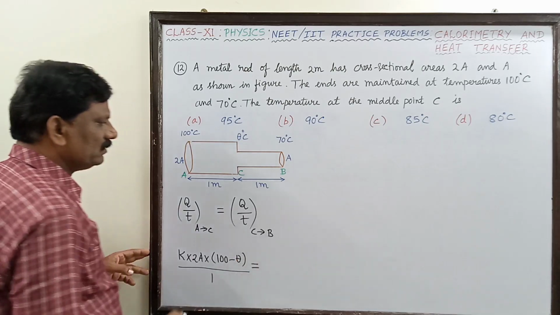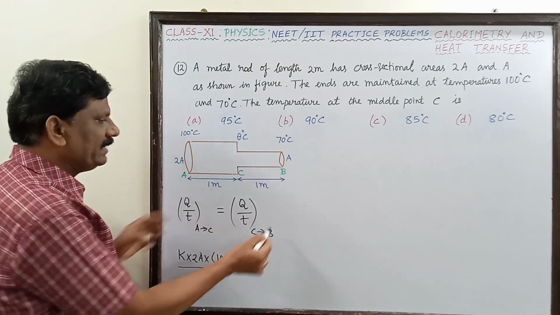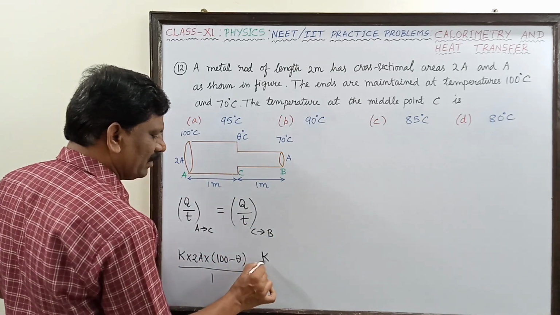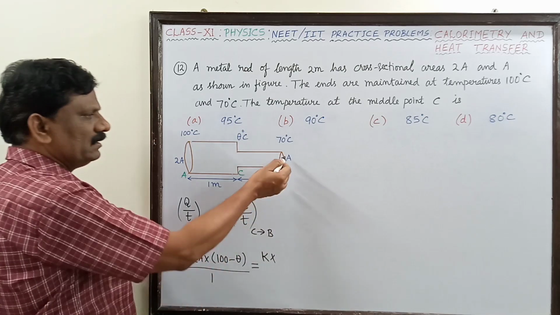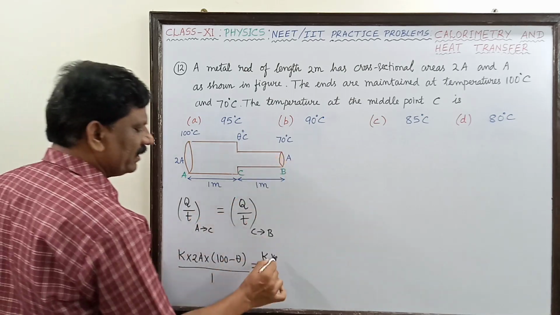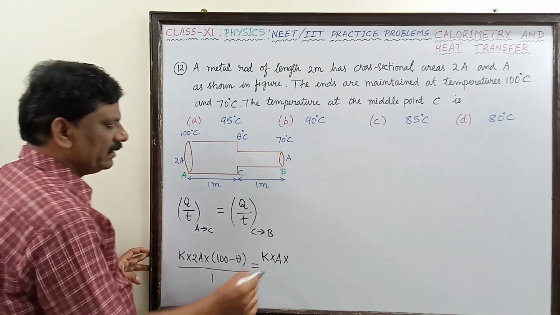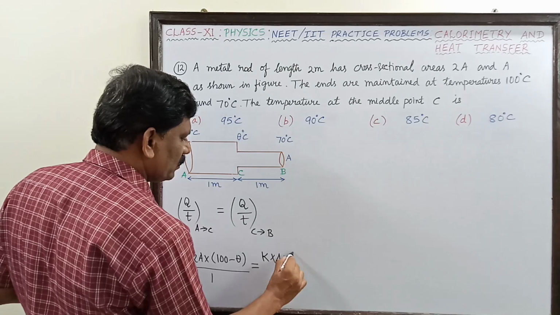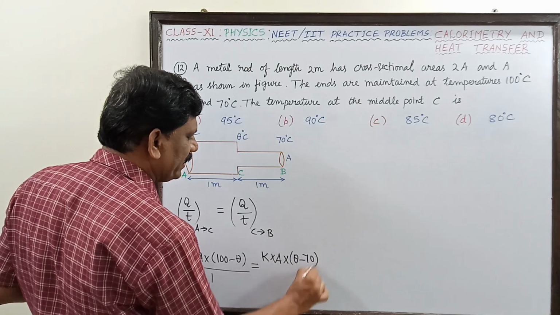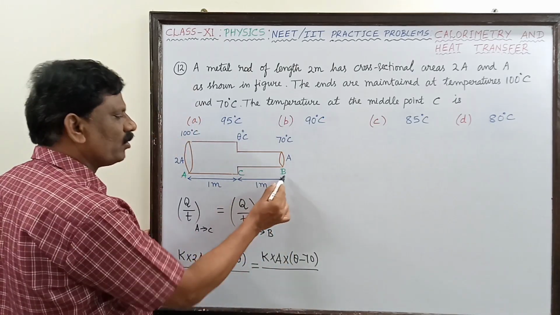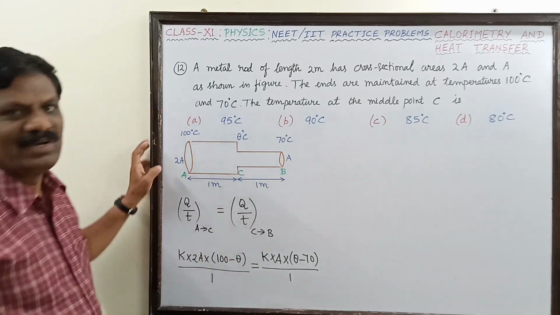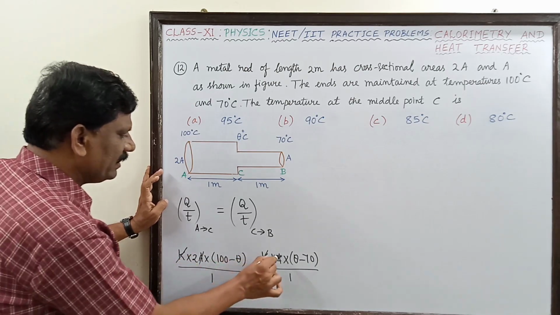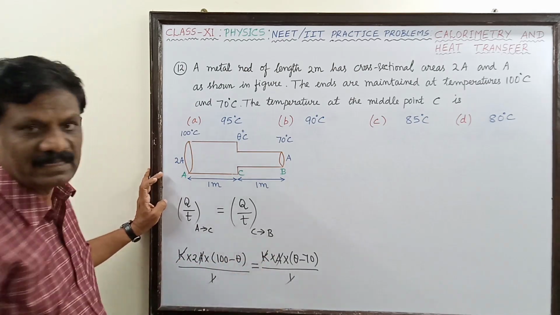And this is equal to Q by T from the point C to B. But the material is the same, therefore thermal conductivity is K into area of cross section A here. So this is A into delta T, which is theta minus 70, divided by the length of the portion CB, which is also 1 meter. So now K and K get cancelled, A and A get cancelled, 1 and 1 get cancelled.